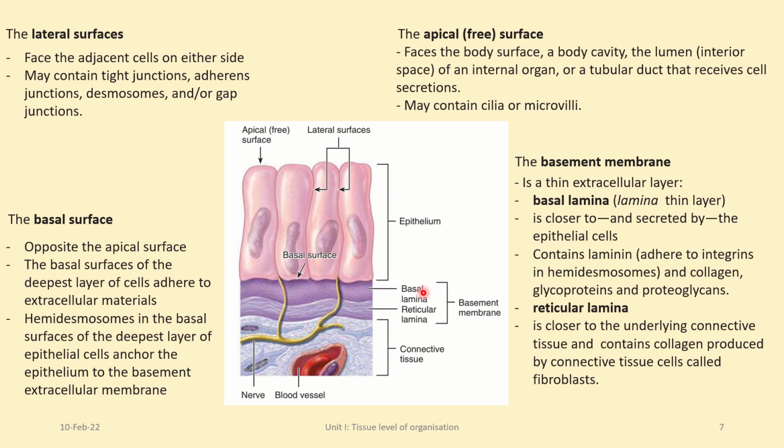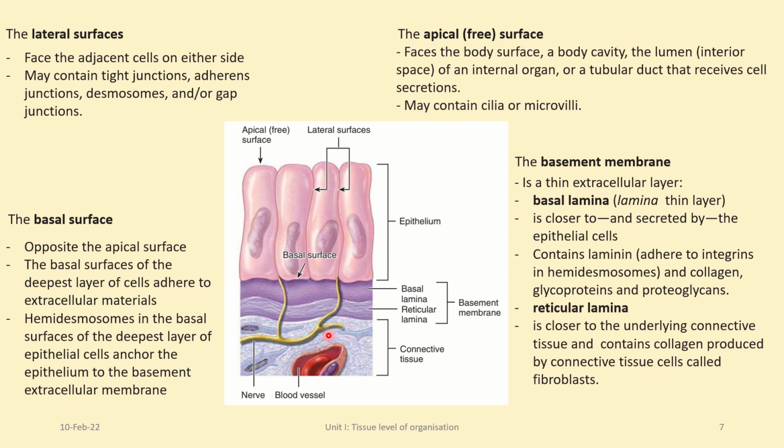The second type is the reticular lamina. The reticular lamina is closer to the underlying connective tissue and it contains collagen which is being produced by the connective tissue. Hence, these cells, the connective tissue cells that are producing the collagen, are called fibroblasts. When we talk about connective tissue in detail, we'll cover that portion.